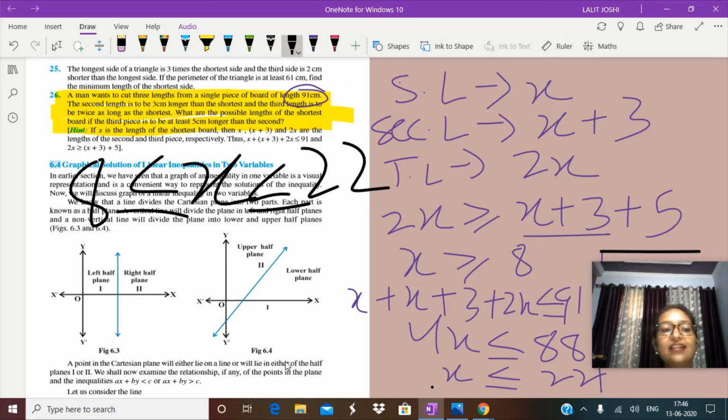So what we can say, we can say that x is greater than or equal to 8 and x is less than or equal to 22. It means the question was asking us to find the possible lengths of the shortest board. So it can be anywhere from 8 including 8 till 22, any centimeter, right? So with this, keep on practicing question number 21 to 26. Stay at home, stay healthy.